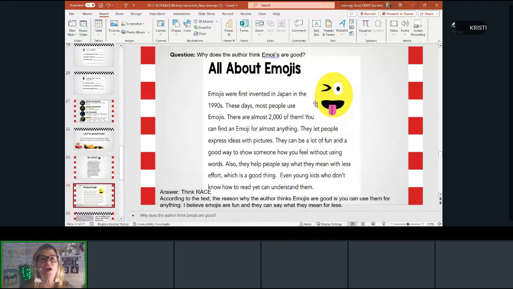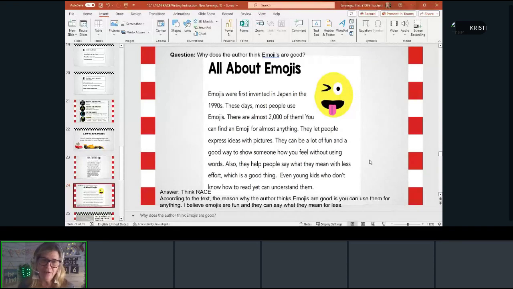So if your question at the top says, why does the author think emojis are good? You can say, according to the text, comma, the reason why the author thinks emojis are good is you can use them for anything. Then I put a period. Then I said my next statement, which is I believe emojis are fun and they can say what they mean for less. Okay. So now you know how to answer questions in a short constructed response.